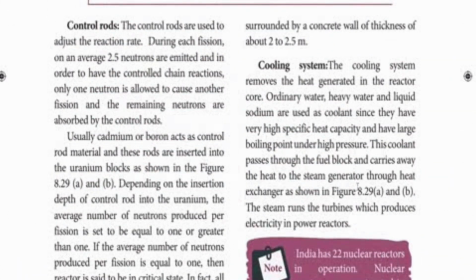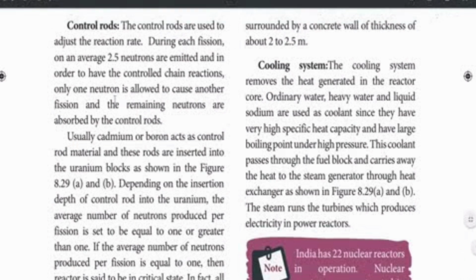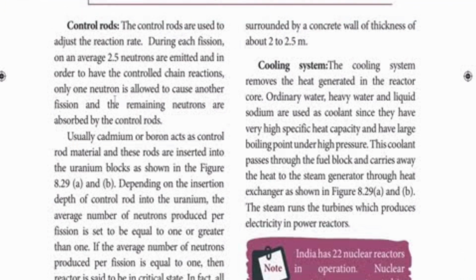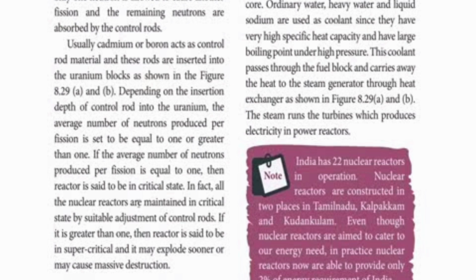Next thing is control rods. Control rods are used to control the nuclear chain reaction because 2.5 neutrons are produced in each reaction. If the number of neutrons produced in the nuclear reactor is not controlled, it will become an uncontrolled chain reaction. To control that, we can use cadmium and boron. These are the control rods. Using them, we can maintain the number of neutrons produced inside the nuclear reactor.